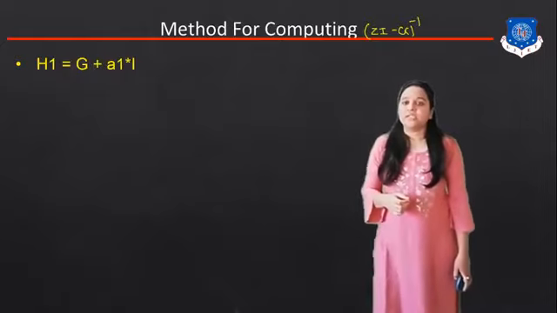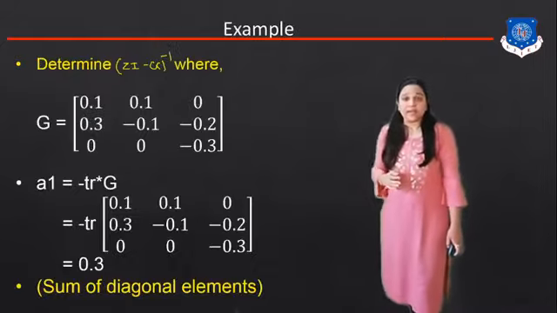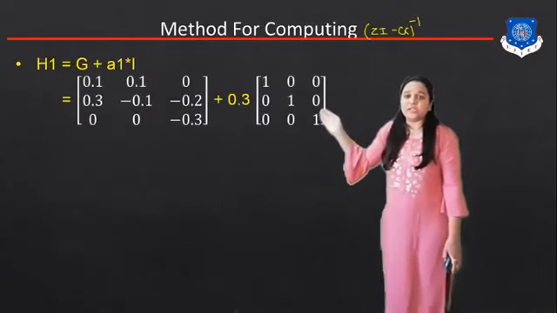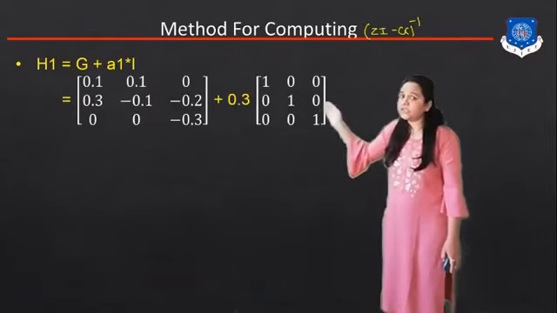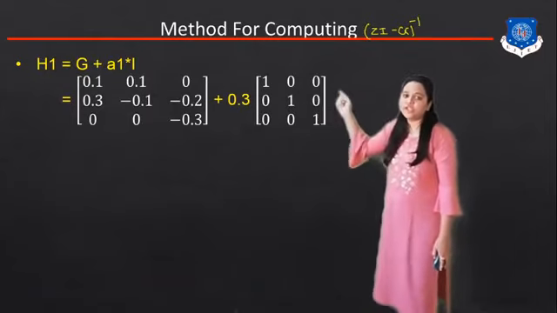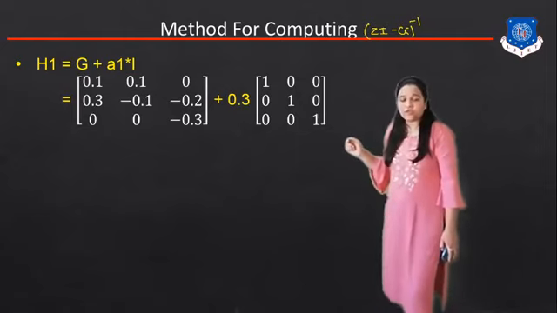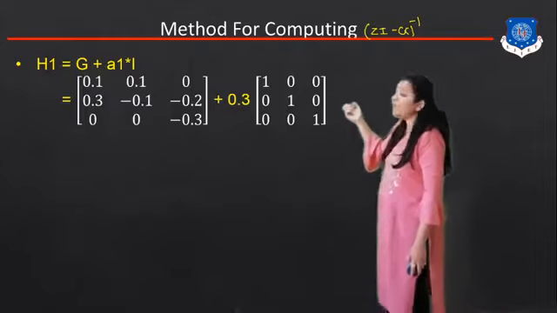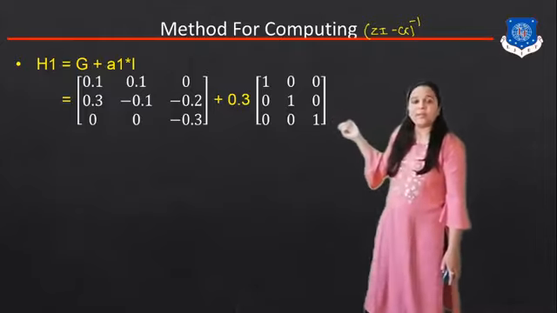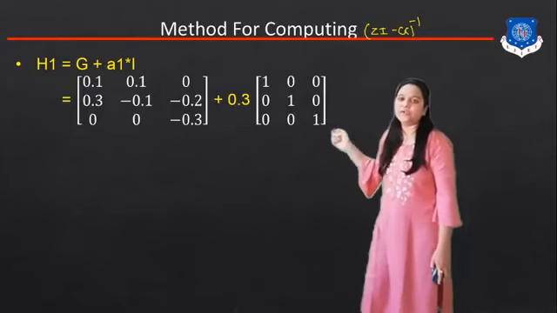So H1 is equal to G plus A1 into I. The G matrix is already given in this question. So put the value of G in this equation, and A1 is equal to 0.3, which we have already found, and the I matrix is 1 0 0, 0 1 0, 0 0 1. So first of all we have to multiply 0.3 into the I matrix. So the matrix will become 0.3 0 0, 0 1 0, 0 0 1.